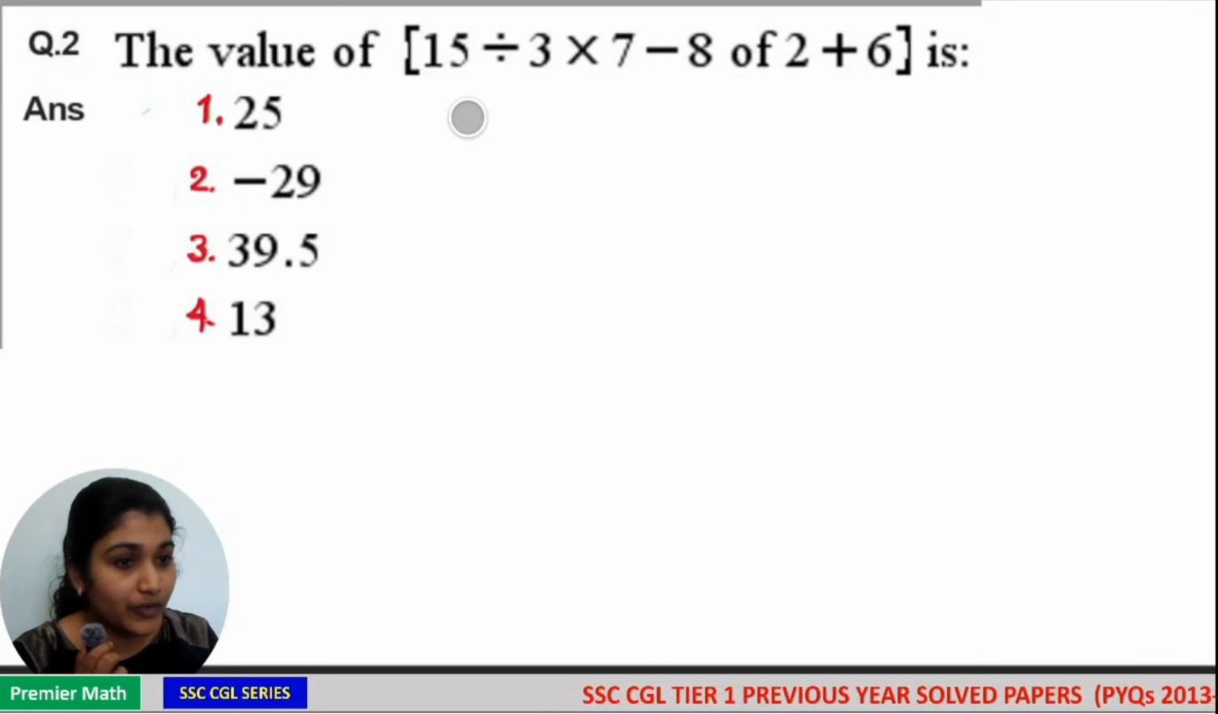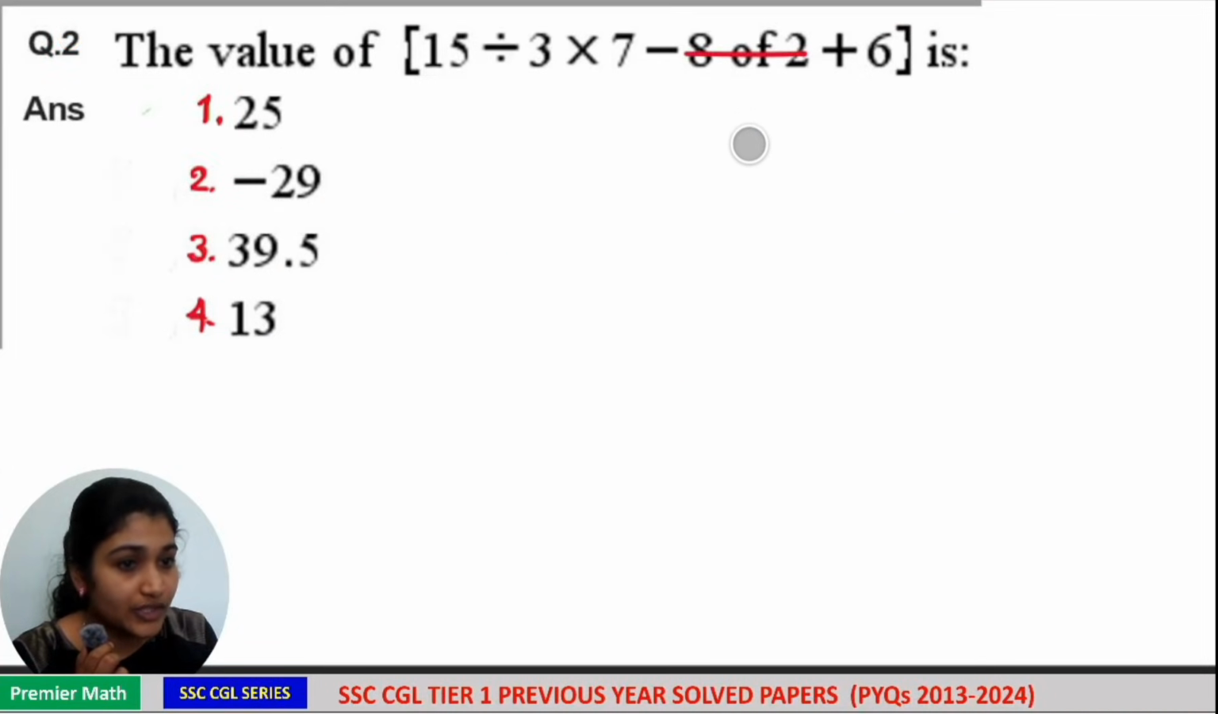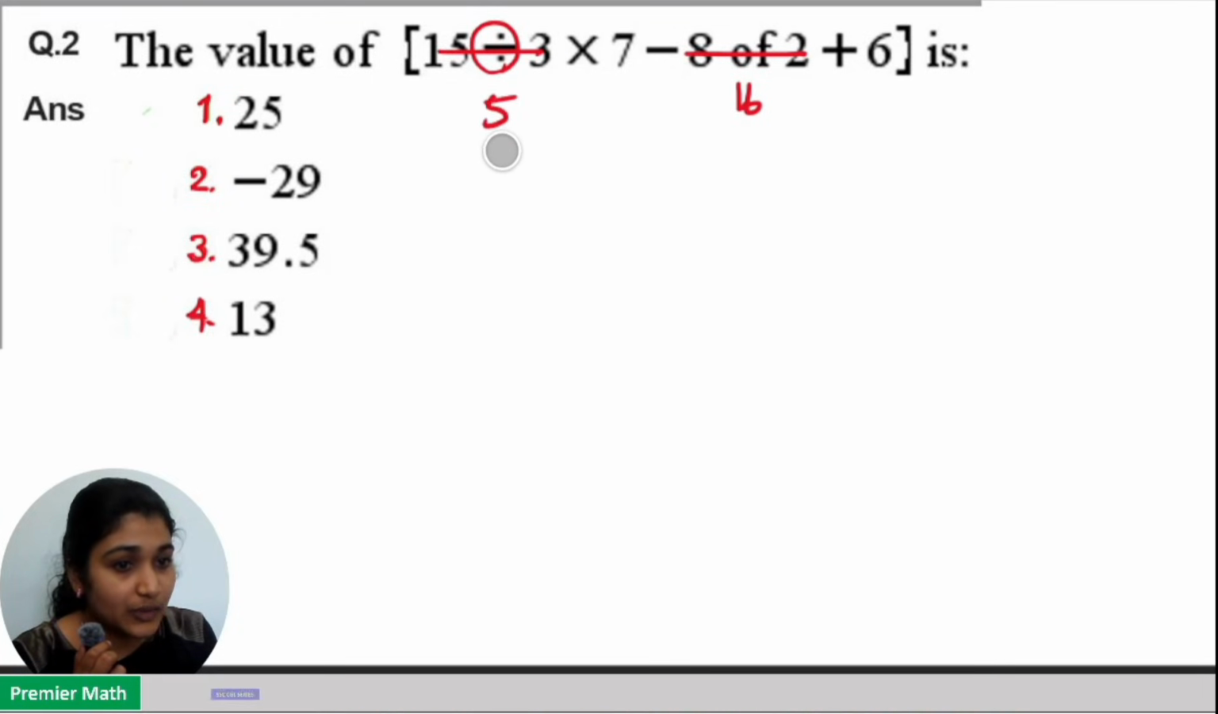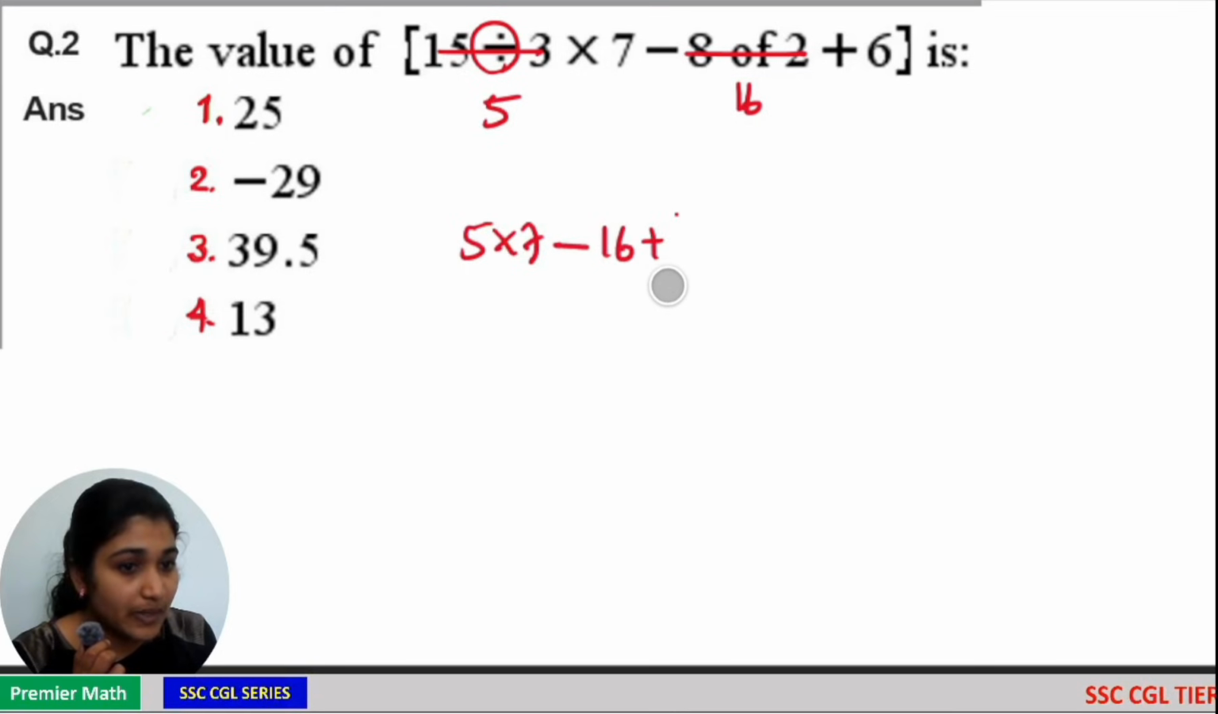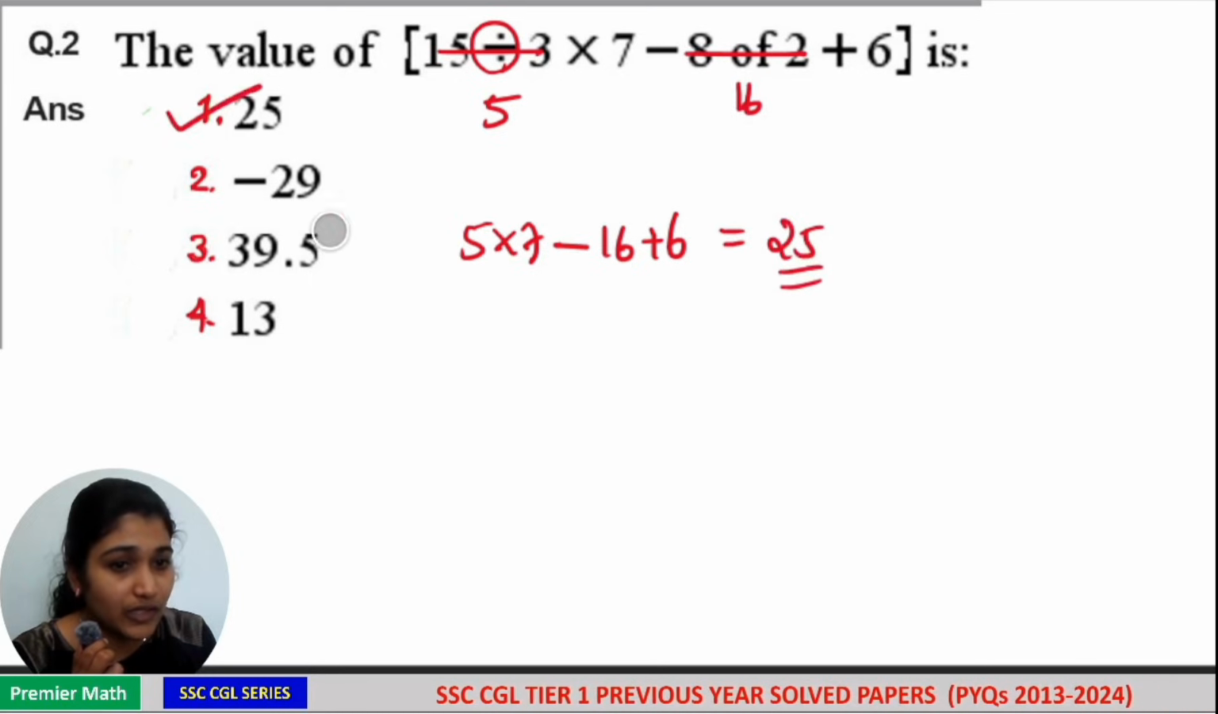The value of the following is, first solve the O. 8 into 2 is equal to 16. Then the division, 15 by 3 is equal to 5. So 5 into 7 minus 16 plus 6 is equal to 35 minus 16, which is 19. 19 plus 6 is equal to 25. Option 1 is your answer.